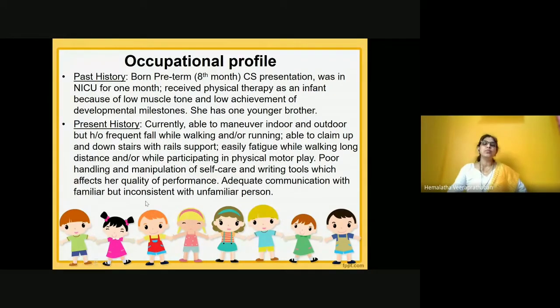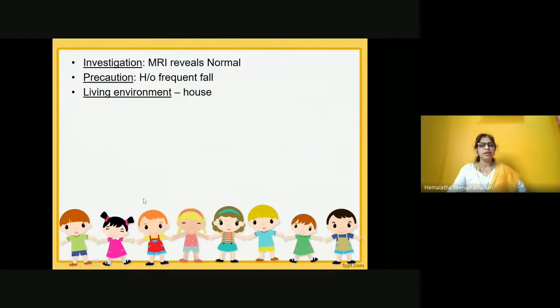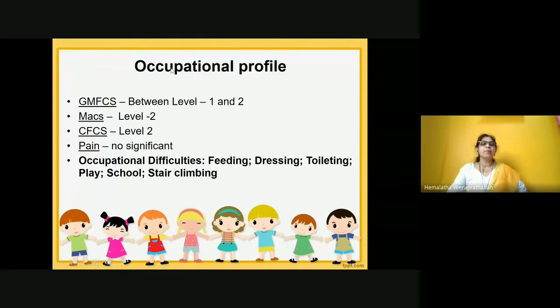His communication was inconsistent and unfamiliar, though familiar partners could understand him. As for the profile, I told you about the GMFM levels; if you see these levels, they are quite good. So we had hope that we could educate and train the child in establishing independence. The occupational difficulty complaints were poor feeding, dressing, toileting, play, school, and stair climbing.